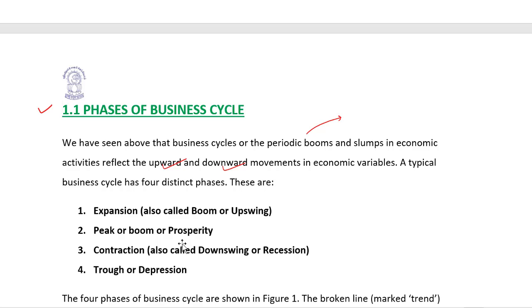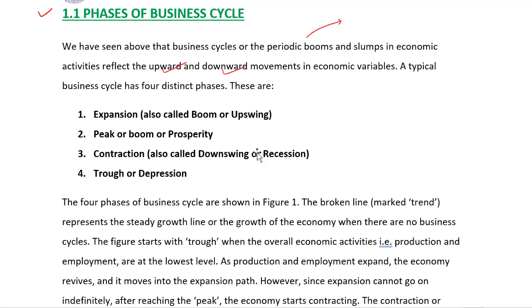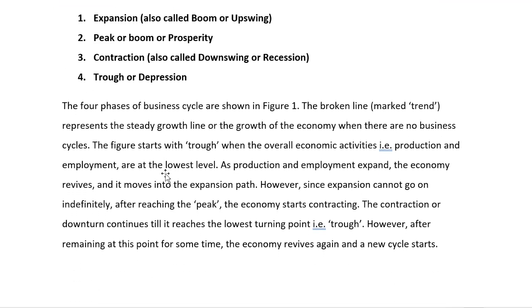First, expansion. It is also called boom or upswing. Second, peak or boom or prosperity. Third, contraction, also called downswing or recession. Fourth is trough or depression. So you can say expansion, peak, contraction, depression. The four phases of business cycle are shown in figure 1.